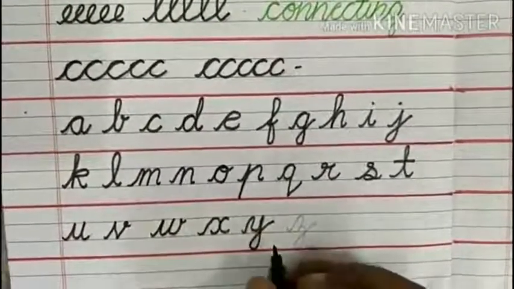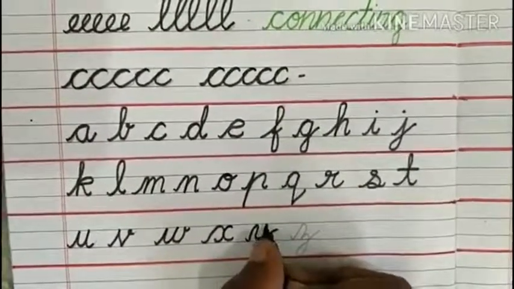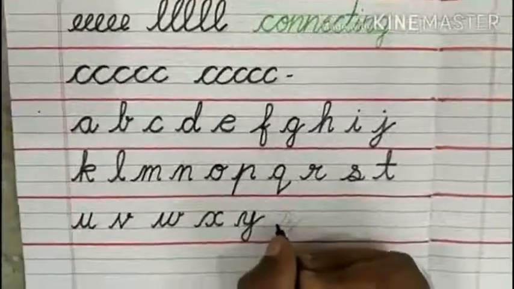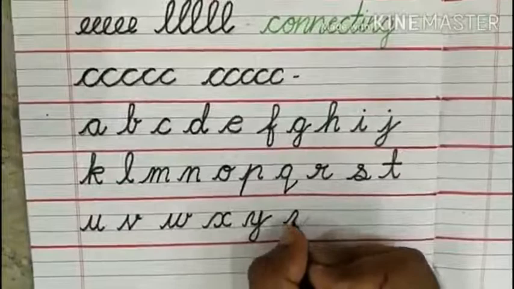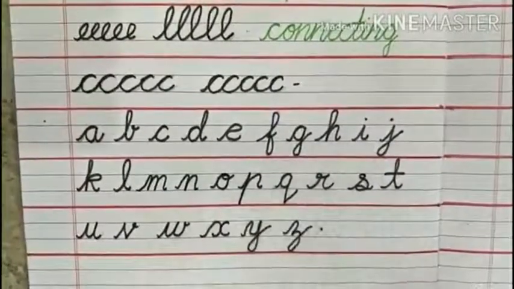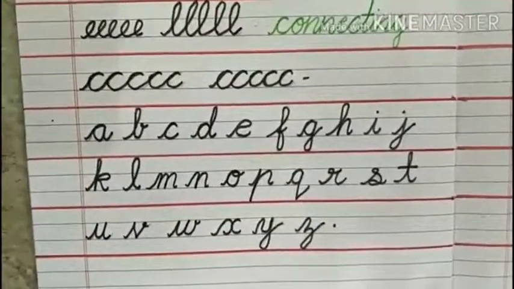How Y is drawn? Under curve, slant, under curve, slant, loop and end it. Z also similar to the loop, we are ending it. You get the children? Small alphabets. Coming to the capital letters.